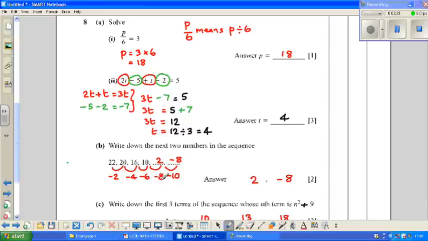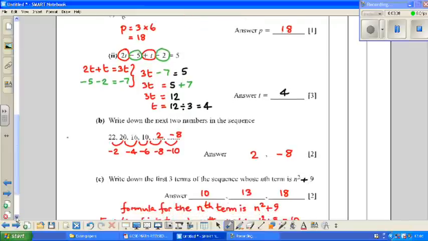And then the next number, it's increasing by 2 each time. So it's minus 8 goes to minus 10. So again, if you're not sure, put it into your calculator. 2 minus 10 is equal to minus 8. So our numbers are 2 and minus 8.